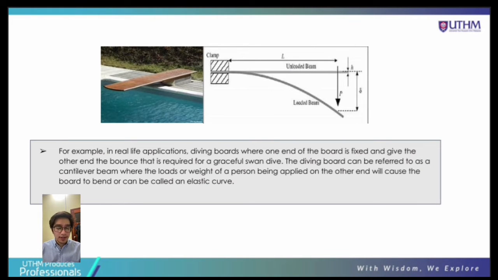For example, we choose a real-life application, which is a diving board, where one end of the board is fixed and the other end gives the bounce, which is required for the athlete to give a graceful swan dive. So the diving board can be referred to as a cantilever beam, where the load or weight of a person applied on the other end will cause the board to bend, which can be called an elastic curve. As we can see on the diagram, it shows the cantilever beam effect.